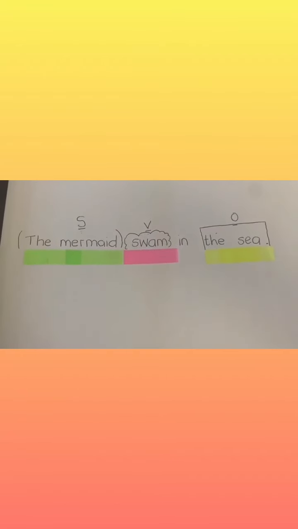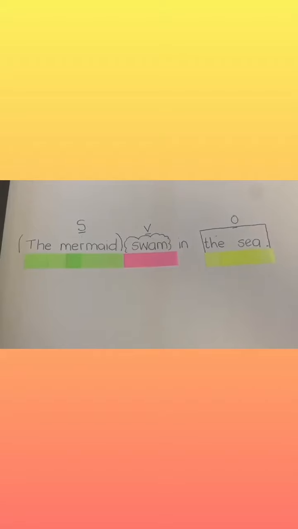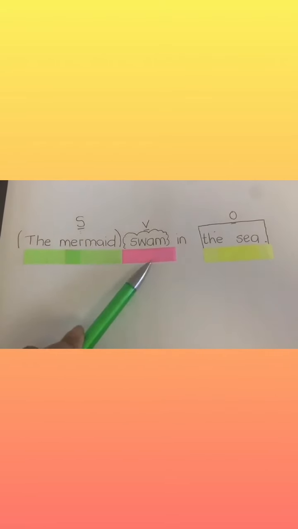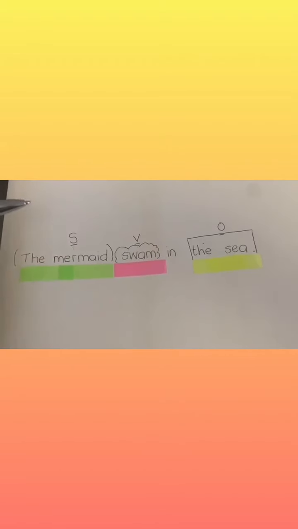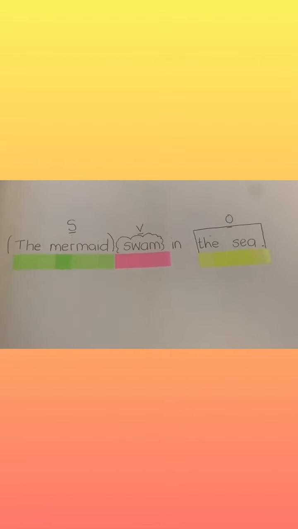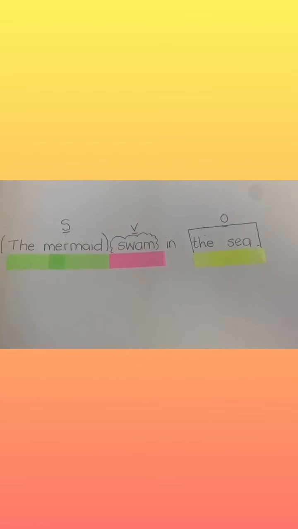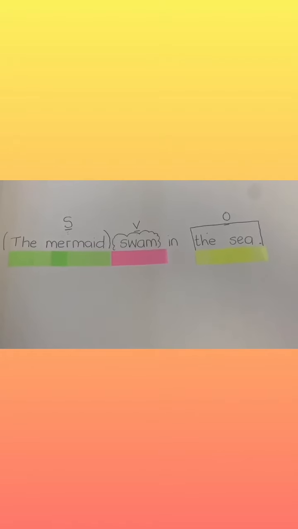Every simple sentence has 3 basic components. The components are the subject, the verb, and the object. Subject of a sentence is who or what your sentence is about. In this case, it would be the mermaid. The verb is the action or the doing word in a sentence. In this case, it would be swam.